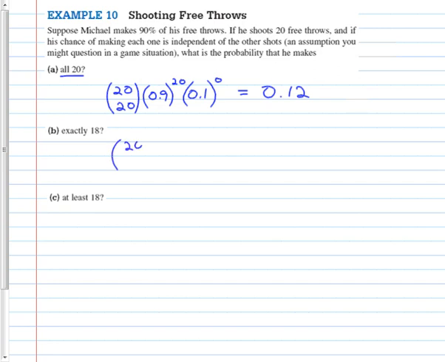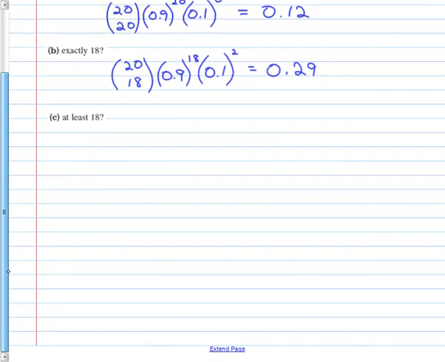Exactly 18. 20 shots. He wants to make exactly 18. Percentage of making is 0.9 raised to the 18. Percent missing is 0.1 raised to the second. Run that one through your calculator. Okay. 29% chance that he makes exactly 18. Not so bad.